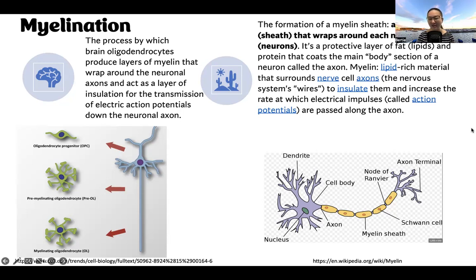On the right-hand side, you can see the picture of myelin. For example, here you can see the myelin sheath. It's a sleeve or a sheath that wraps around each nerve cell. You can see here the node of Ranvier, the Schwann cell, which is the orange color there, and the axon terminal. You see also the nucleus, which is the green thing there, the cell body, and dendrite, which looks like a tree.